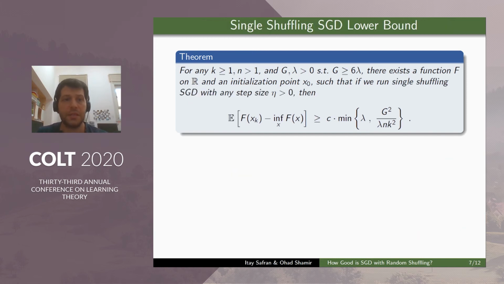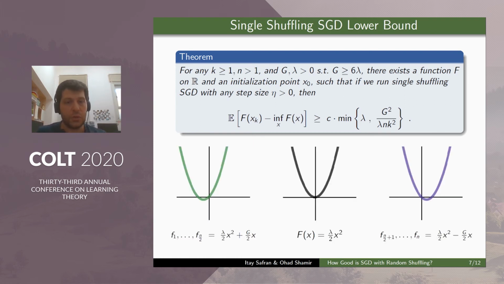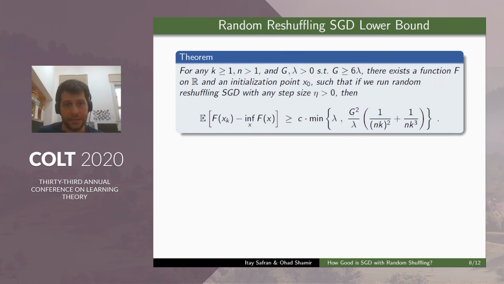For the single shuffling case, we have under very similar assumptions that if we run single shuffling SGD with a fixed step size, then we cannot attain a convergence rate which decays faster than 1 over n k squared. The construction we use is similar to the previous one. However, we have quadratic functions shifted to the left, here on the left, and quadratic functions shifted to the right, seen here to the right. And they average to the function seen here in the middle. And this set of functions allows us to derive the bound we see here in this slide.